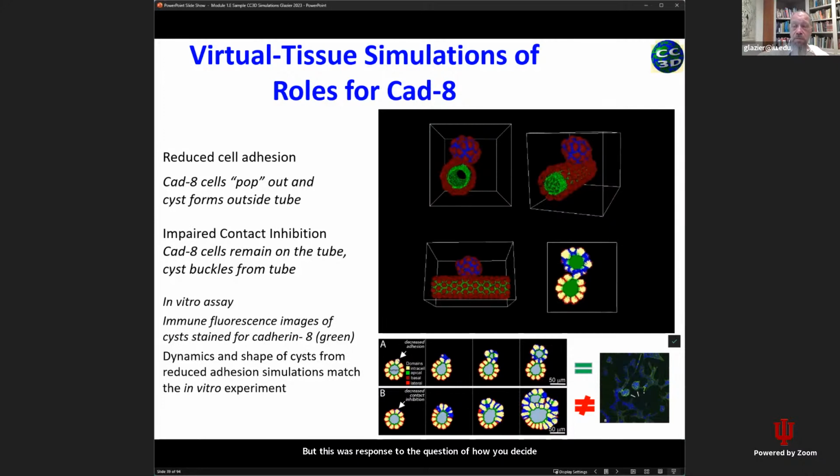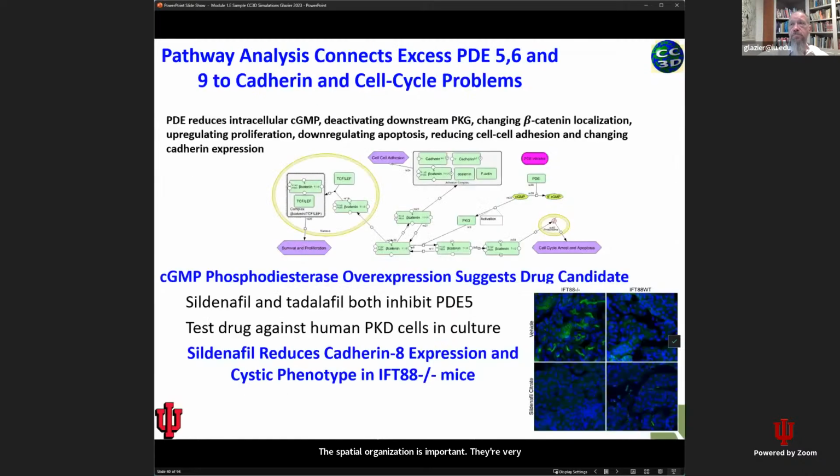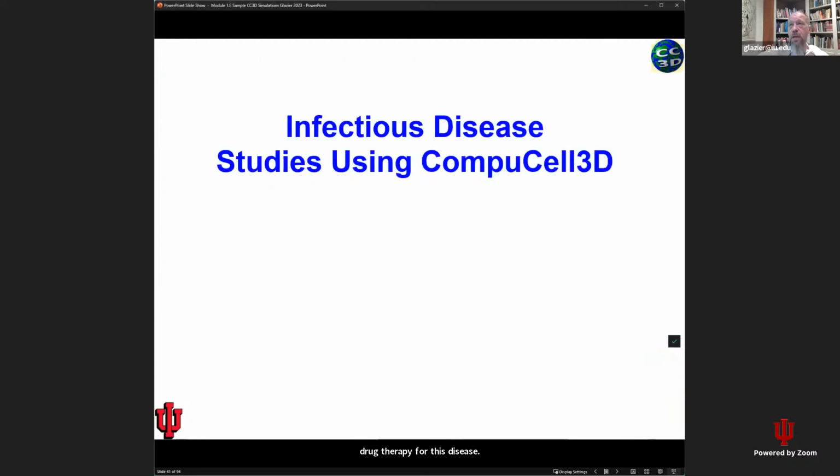In this case, the time course of evolution of the cysts is important. The spatial organization of the cysts is important. They're very different for different hypotheses about the mechanism of the disease. That led to some classic bioinformatics work, and then to some drug targets and drug candidates that are now being tested in animal models to see whether we can actually come up with a drug therapy for this disease. At the moment, the only treatment is a kidney transplant.